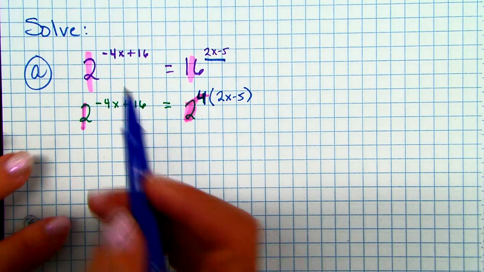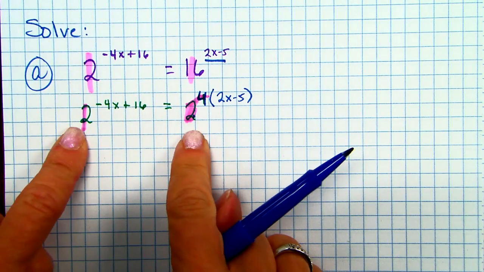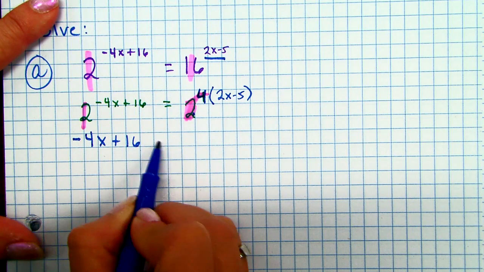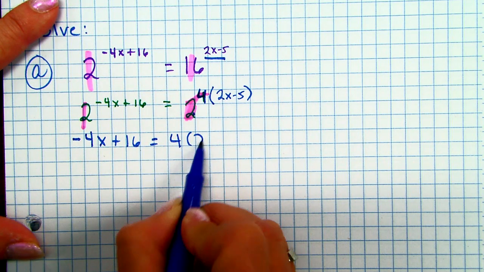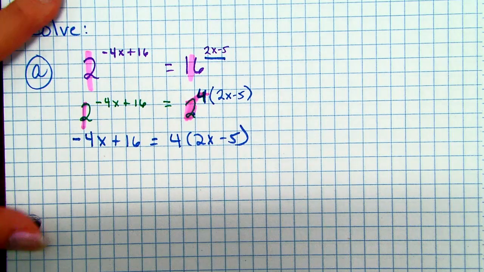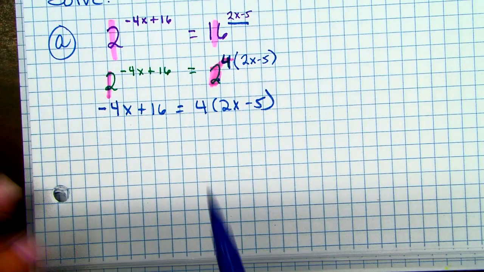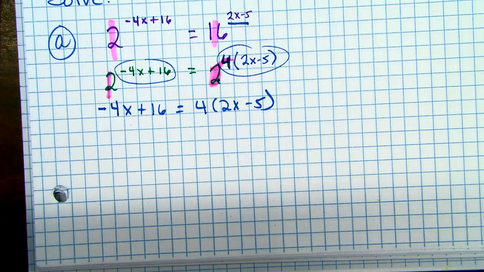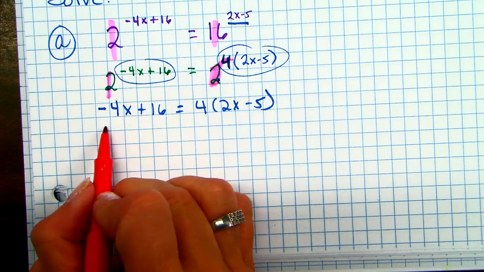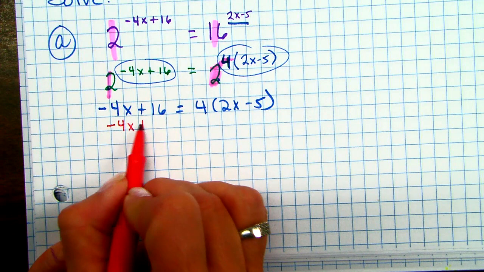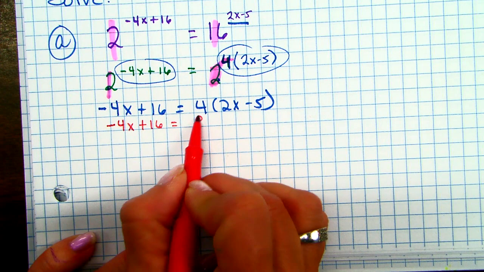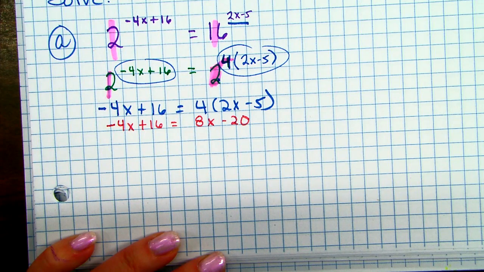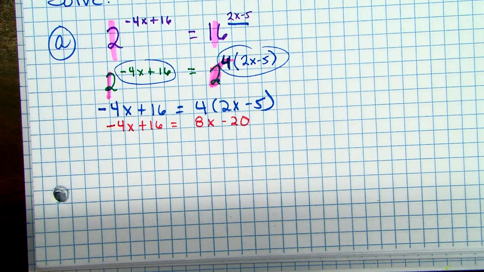But what's nice is, now that the bases are equal to each other, that means the exponents are equal to each other. So I can just bring them down on the ground, I guess is a way to think of it. They were up in the air. So I just brought this equal to this, and now I'm just going to solve for x. I'm going to distribute on the right-hand side. Get your x's together.